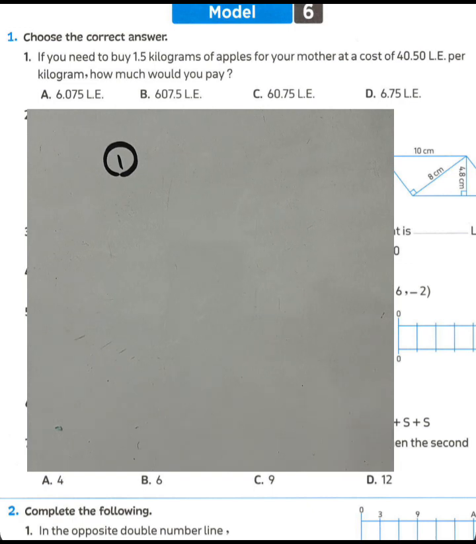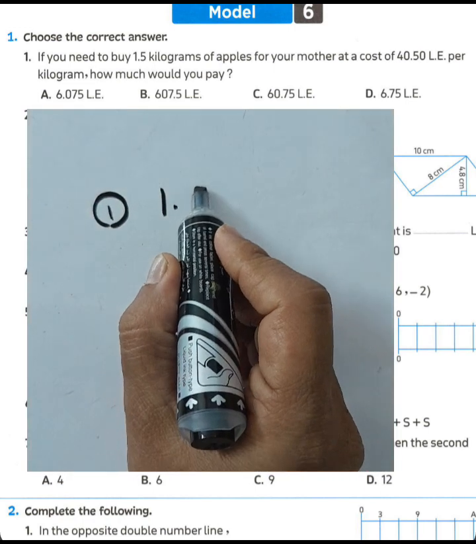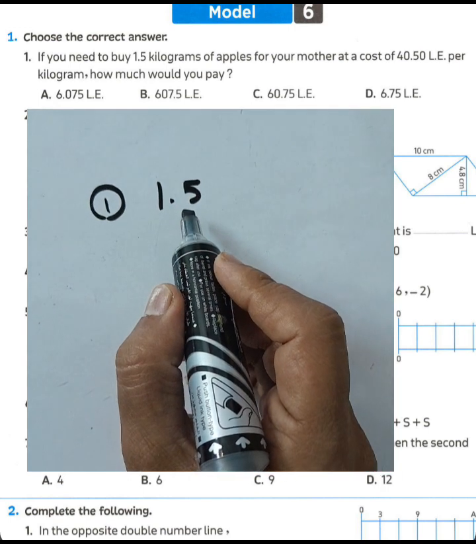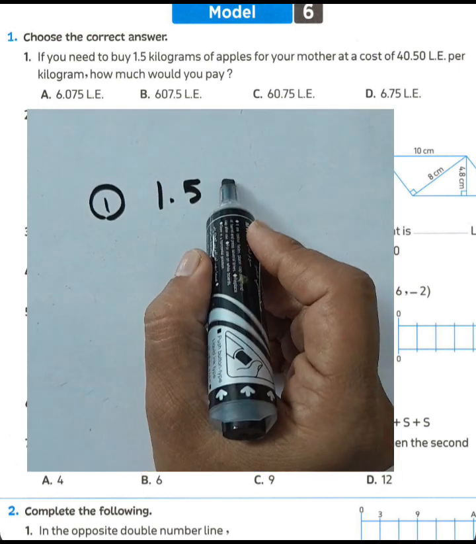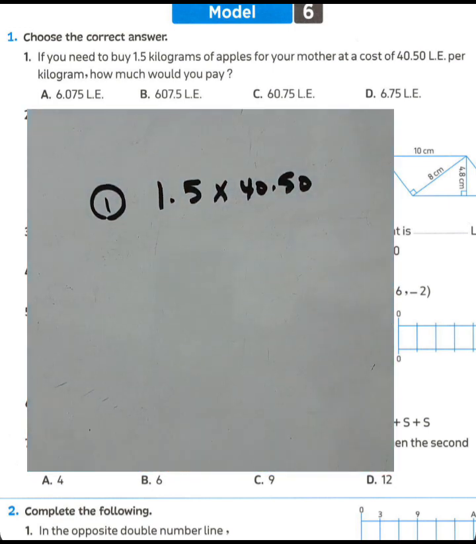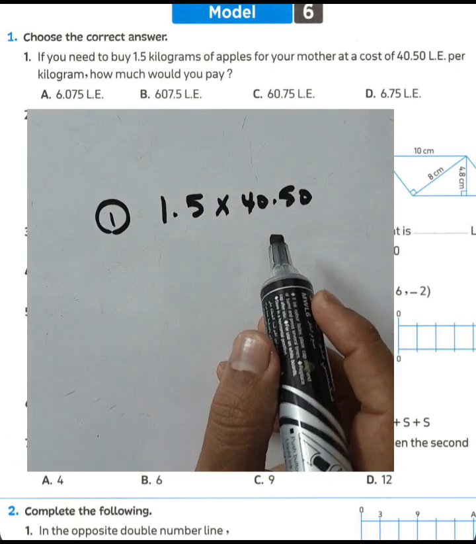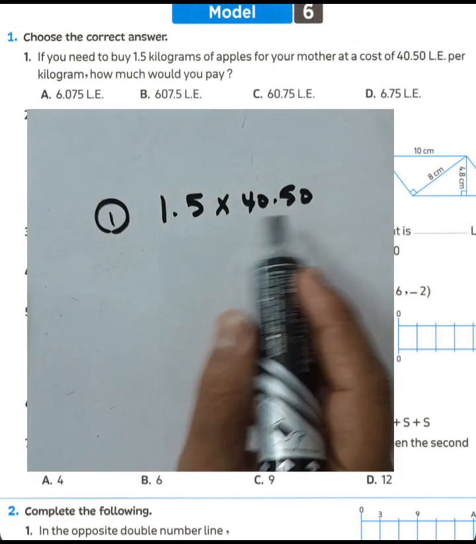If you need to buy 1.5 kilograms of apples for your mother, and it costs 40.5 Egyptian lira per 1 kilogram, how much would you pay? We can write the total as the product of two numbers: the number of kilograms, 1.5, and the cost of each kilogram, 40.5. We multiply 15 by this number without the point, and then put the point in the result after 3 places.